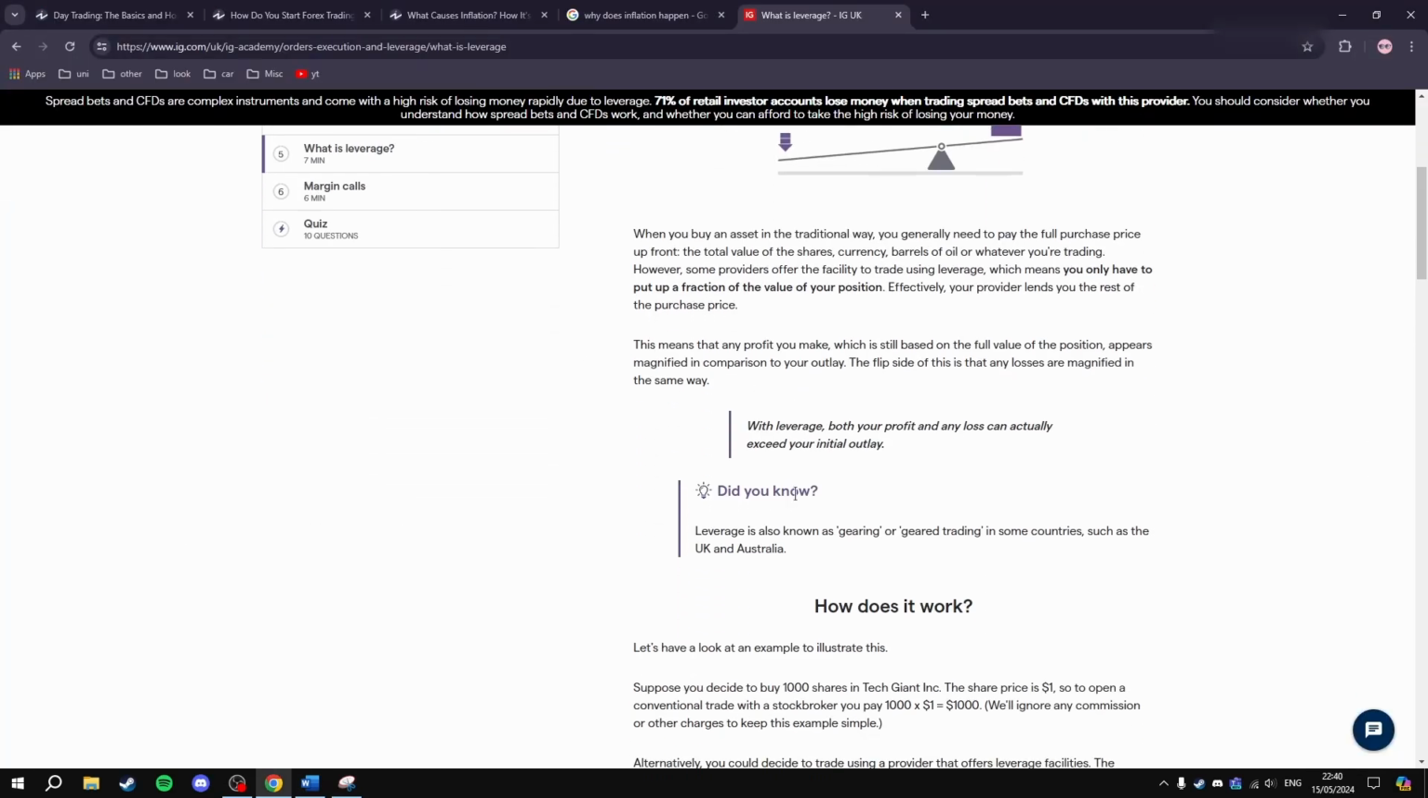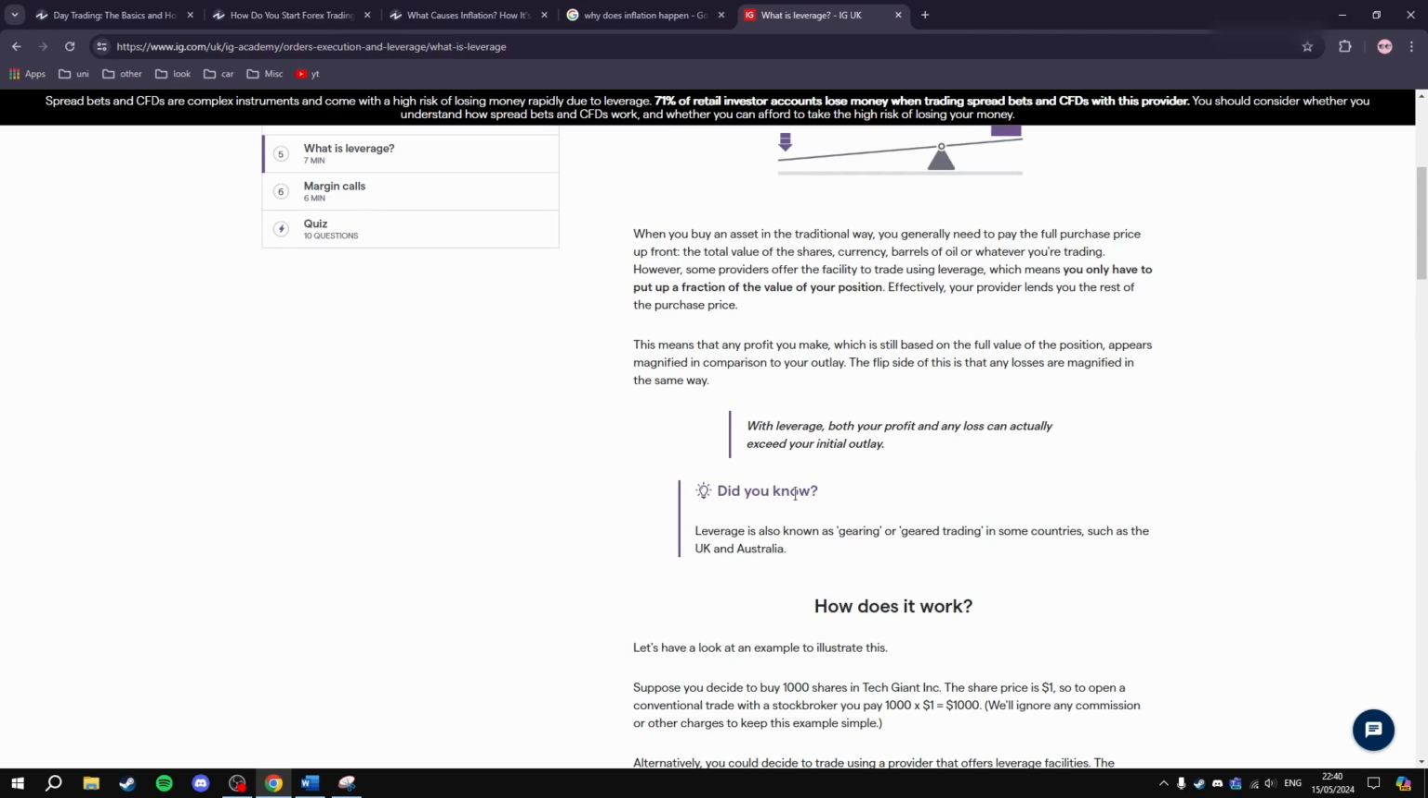When you buy an asset in the traditional way, you generally need to pay the full purchase price up front, the total value of the shares, currency, barrels of oil, or whatever you're trading. However, some providers offer the facility to trade using leverage, which means you only have to put up a fraction of the value.